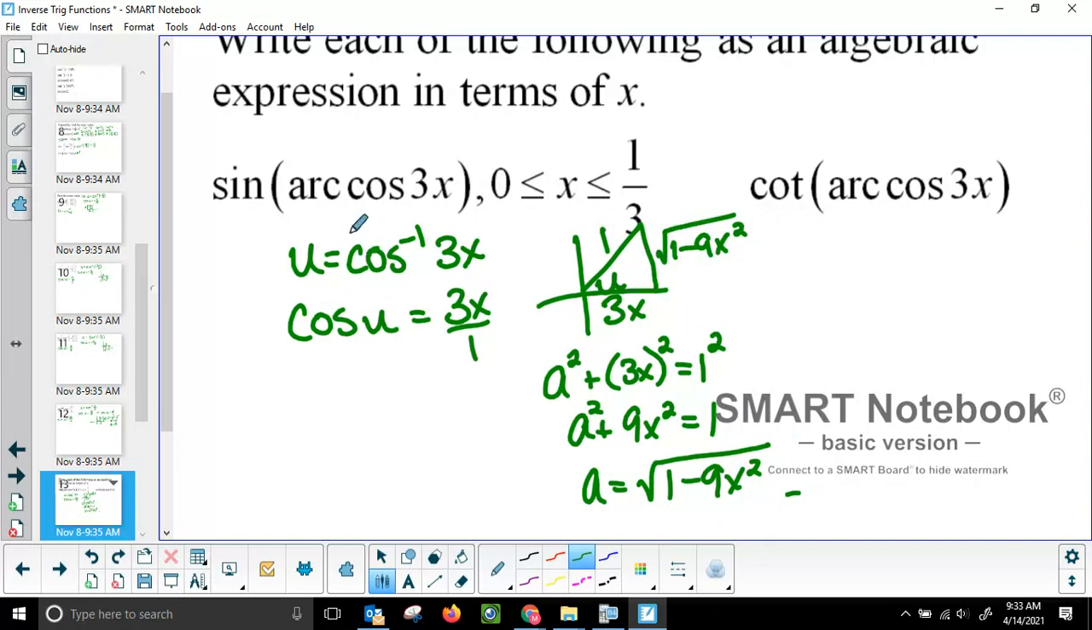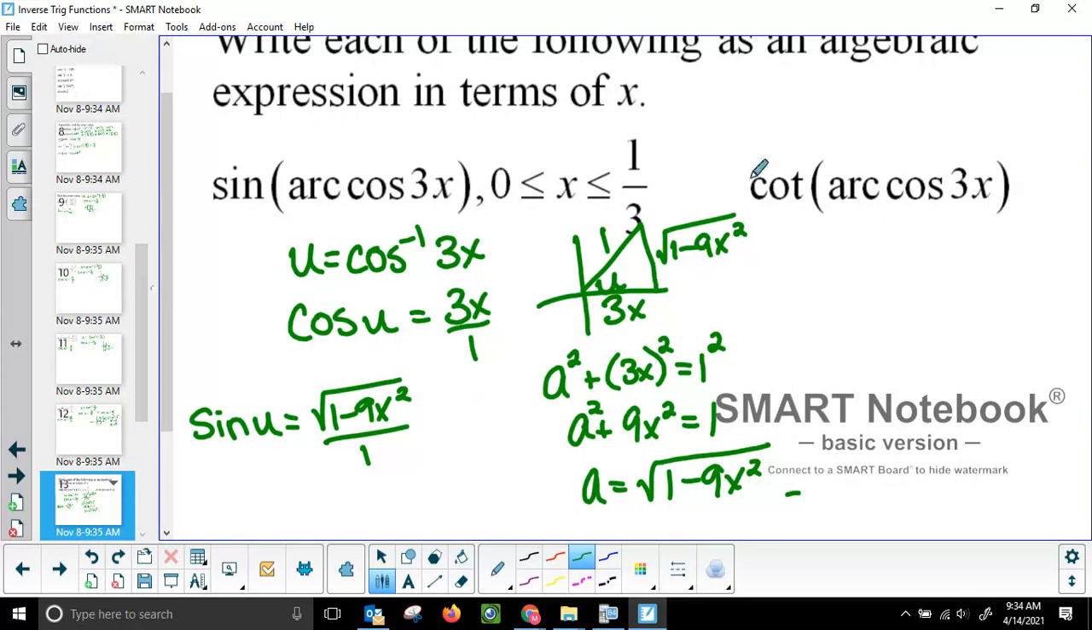Now that we let u equal all of this inside mess, really all I'm looking for is the sine of u. Well, sine is opposite over hypotenuse. Of course, anything over 1 you don't really need to do. But that's it.